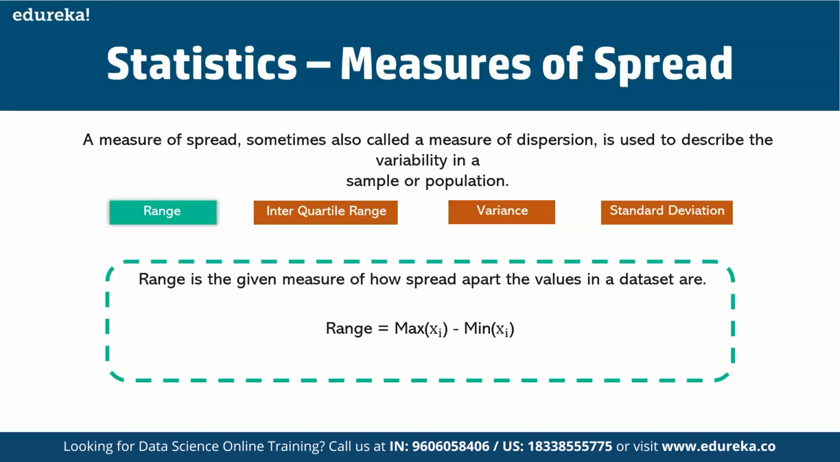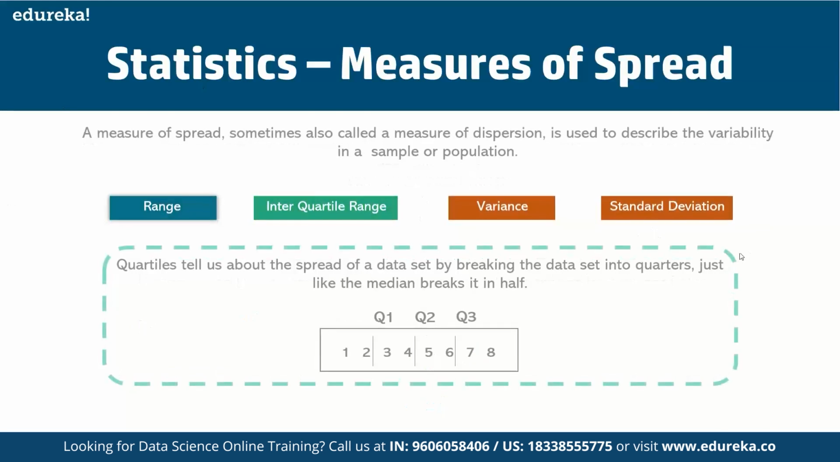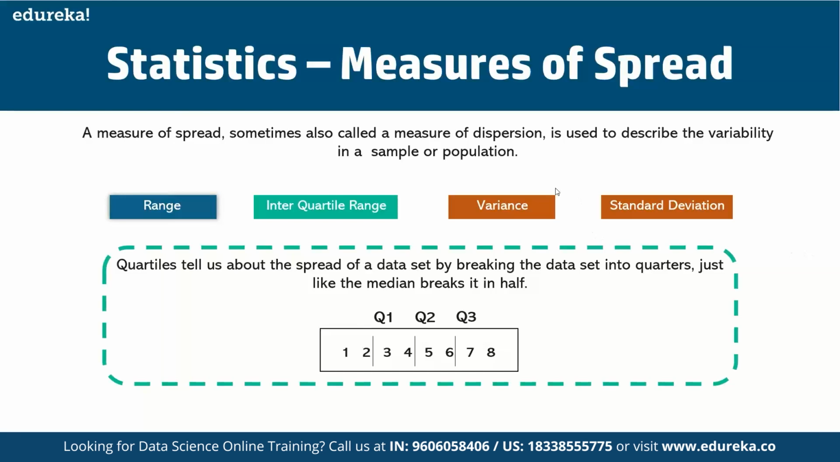The next comes to measures of spread. What is range? Range is basically your maximum value minus the minimum value. The example I gave you, I had a student whose lowest mark was 20 and the highest mark was 95. The range is nothing but 95 minus 20, which is 75. So we have data spread across 75 points or 75 units. That's called the spread of data.